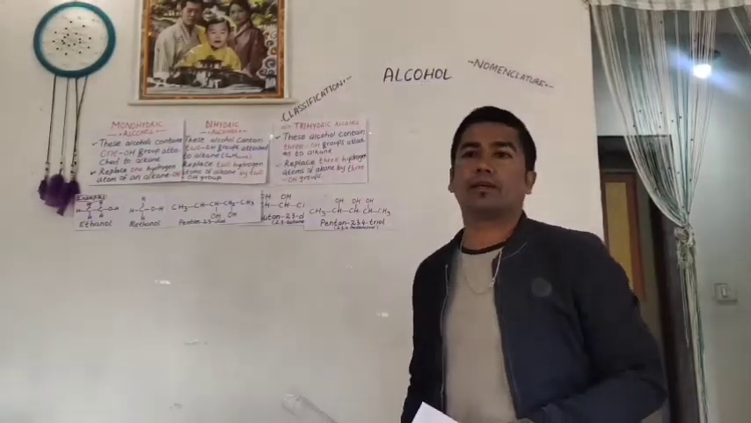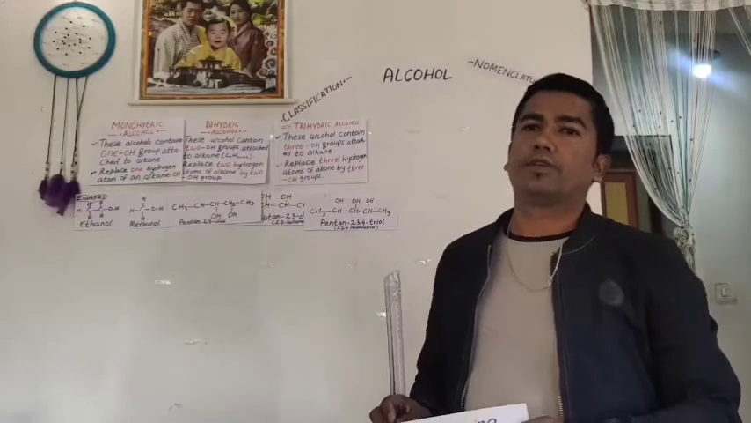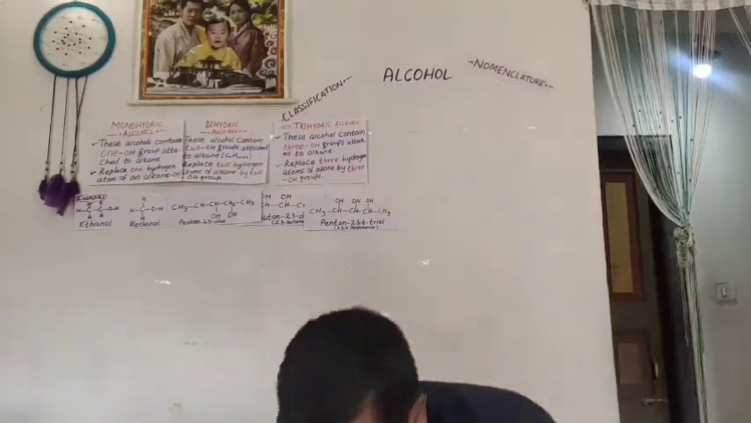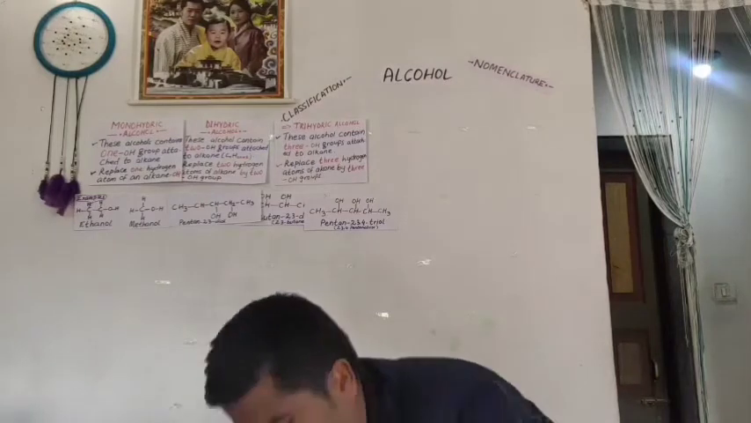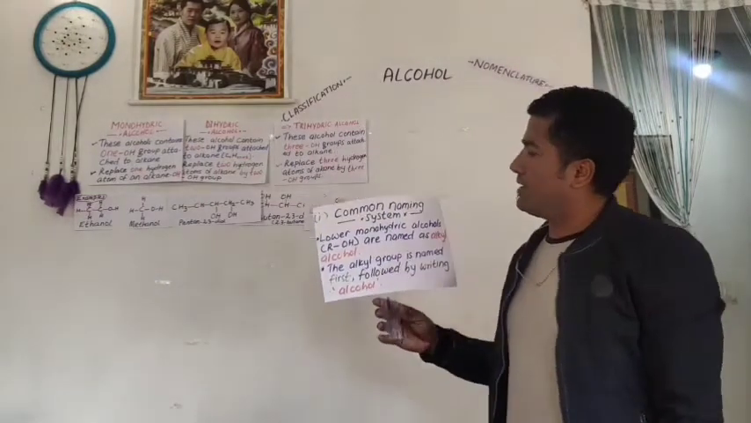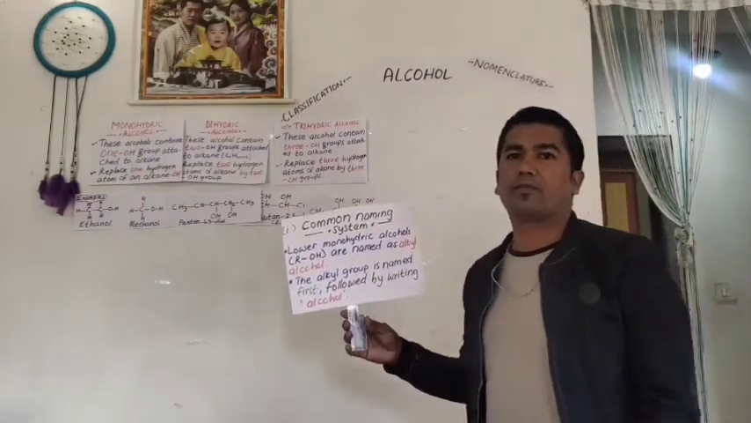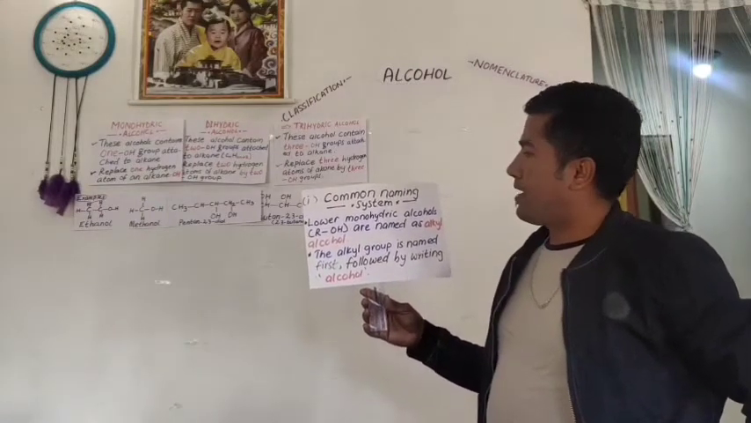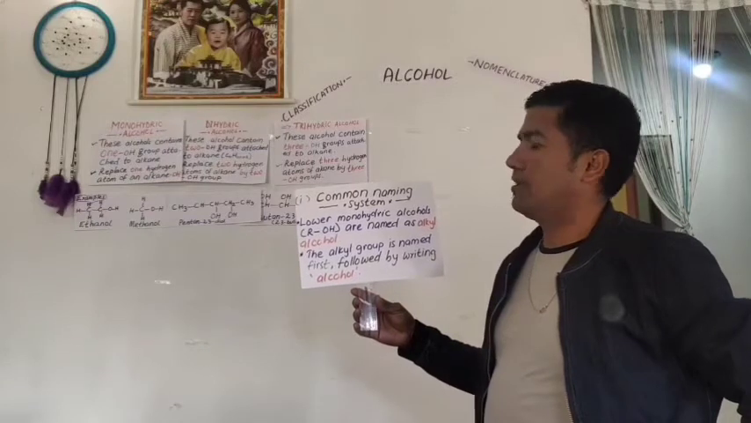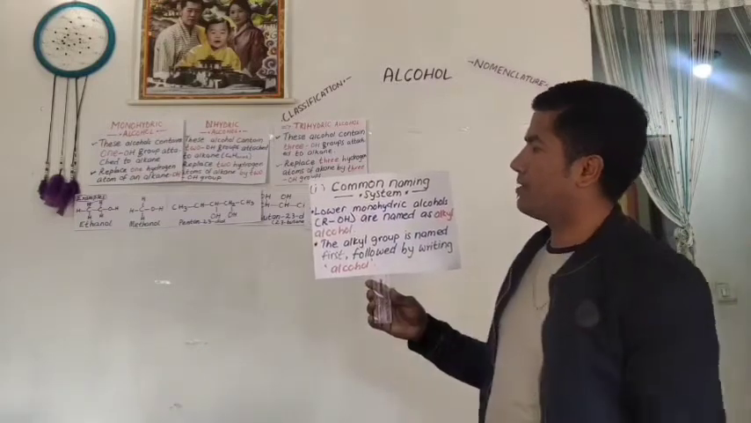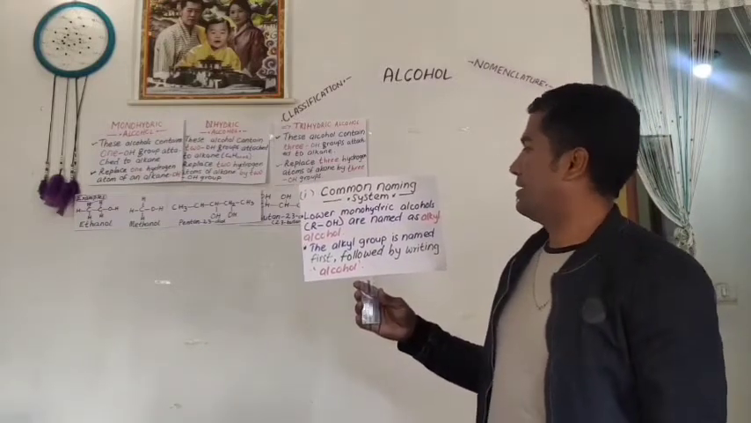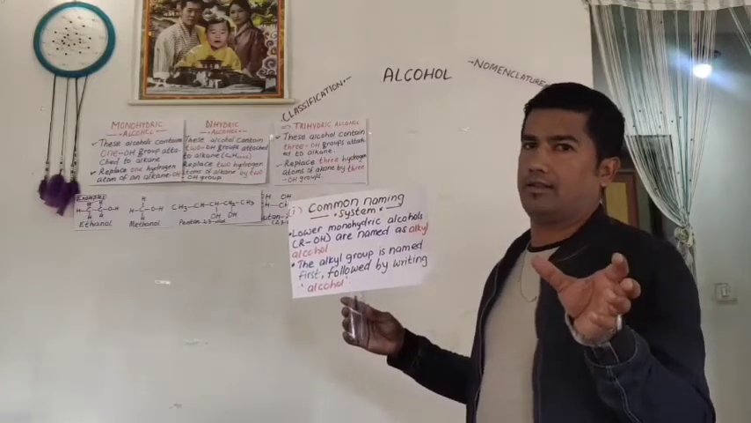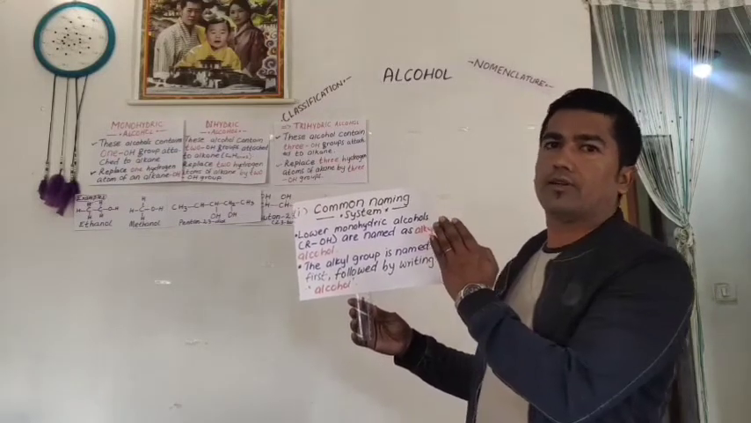Nomenclature means naming, giving the names of different types of alcohol. We have two ways of nomenclature. The first one is called the common naming system. In this system, the lower monohydric alcohols, with the general formula ROH, are named as alkyl alcohol. So we use the word alkyl, then alcohol.